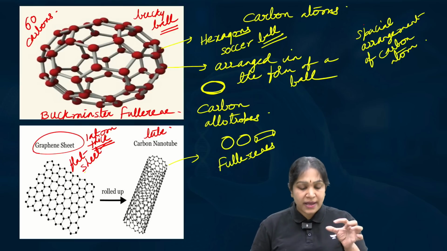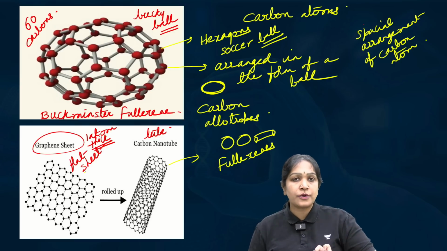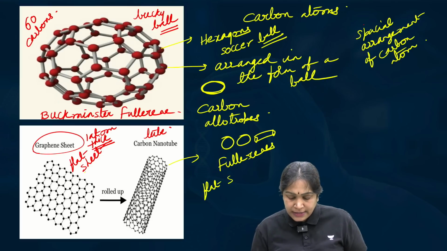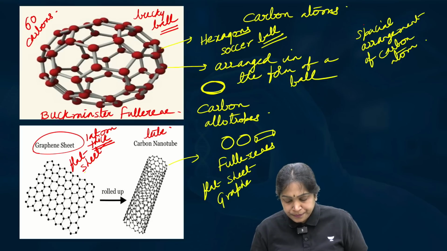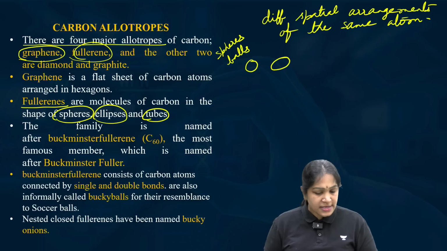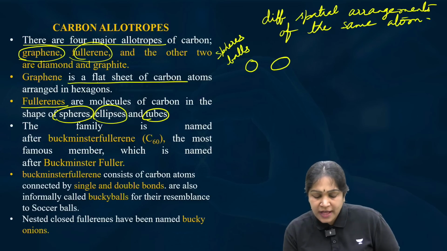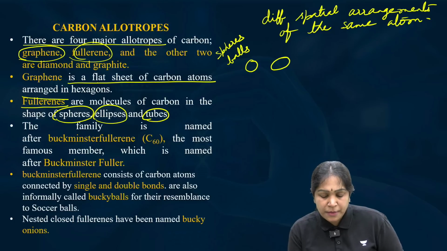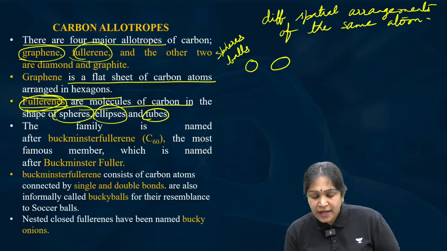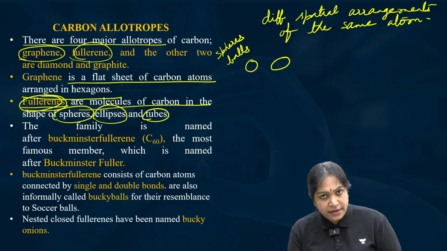Fullerenes. So, buckyballs and carbon nanotubes are fullerenes. And a flat sheet, we call it graphene. So, what is the difference between graphene and fullerene? Graphene is a flat sheet of carbon atoms arranged in the form of hexagons, whereas fullerenes are molecules of carbon in the shape of spheres or ellipses or tubes. All three can be called fullerenes.